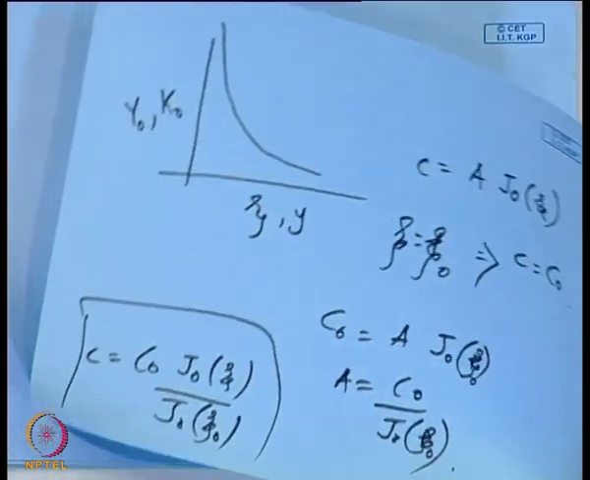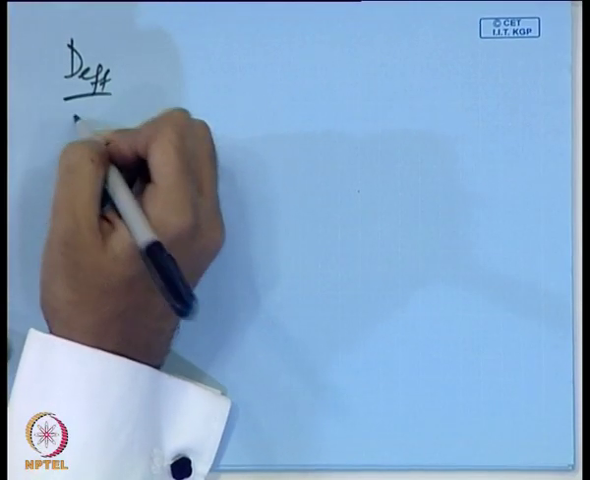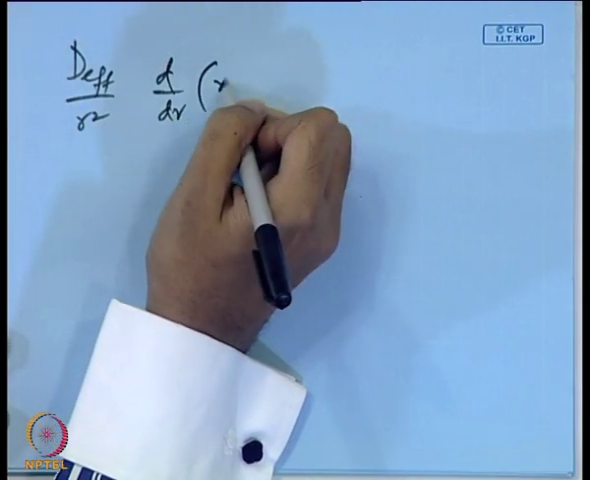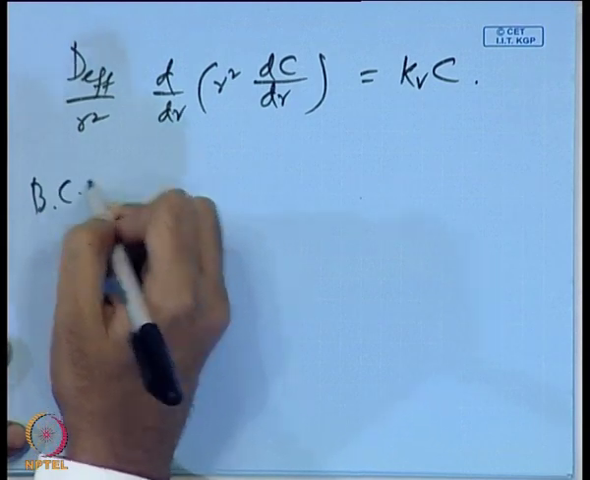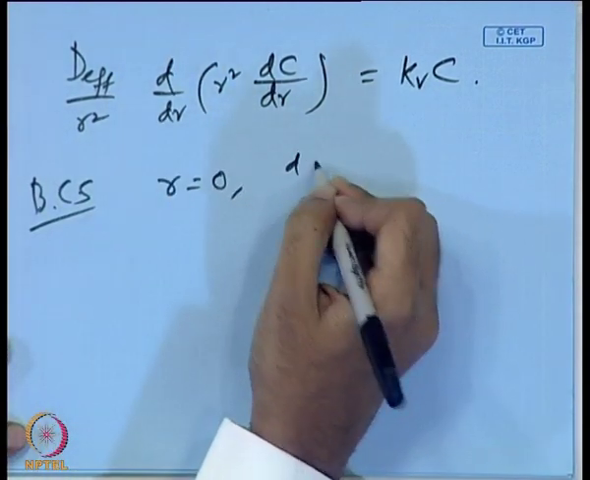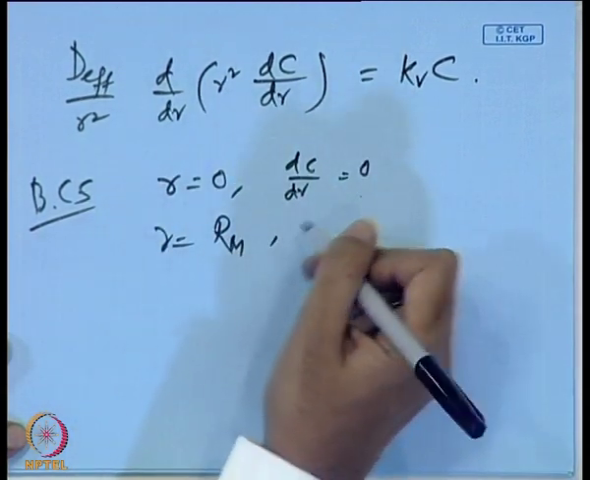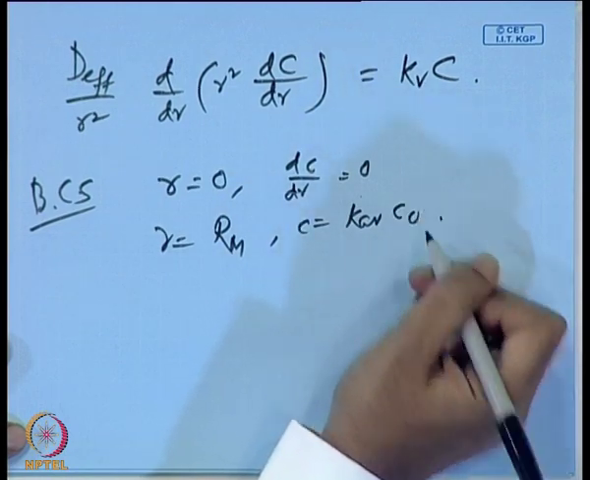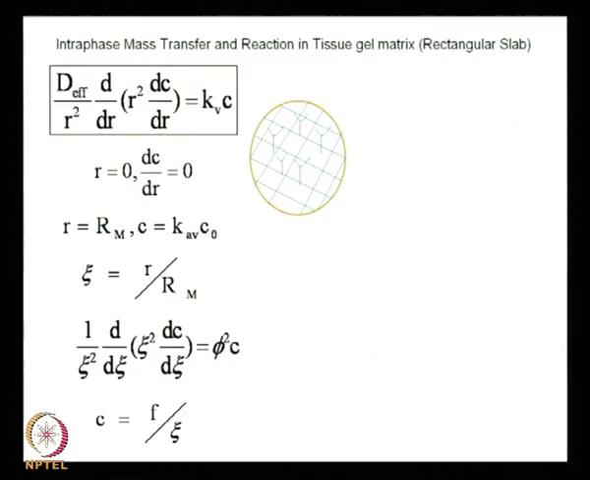Now the other question we had was with the spherical coordinate. This is the equation I asked you to solve. So what is the solution? My equation is D effective over r squared d/dr of r squared dc/dr equals k v c, and my boundary conditions are at r equals 0, dc/dr equals 0. Fine.